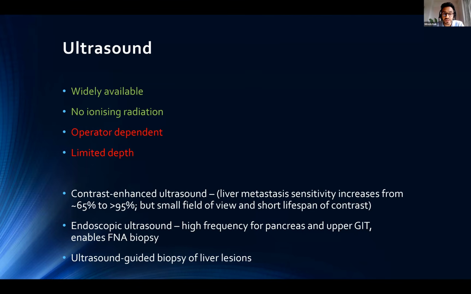Contrast enhanced ultrasound, depending on center availability, can be helpful to elucidate the vascular nature of these tumors especially. But fundamentally, ultrasound is used endoscopically to make a diagnosis of the foregut and of the pancreas to try and sample tumors, enabling FNA. And furthermore, biopsy of liver lesions is also feasible.